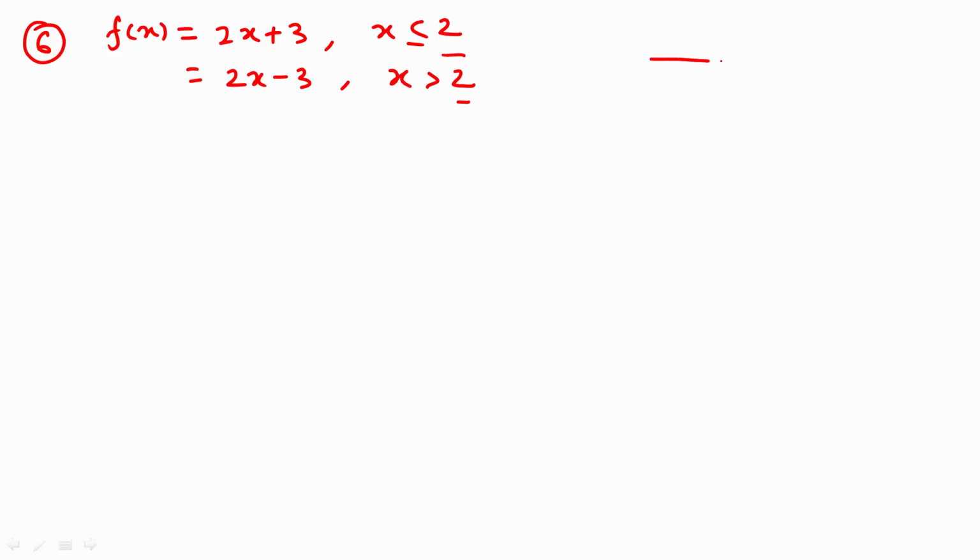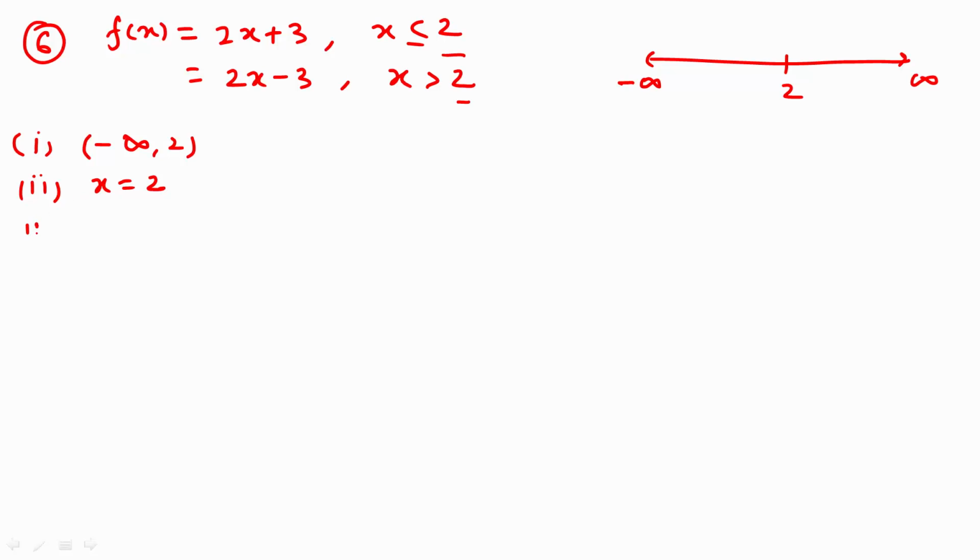Put this repeating number on the number line. This is minus infinity and this is plus infinity, and mark 2 here. So this whole number line is divided into 3 parts. The first part is the open interval minus infinity to 2. The second part is x is equal to 2, and the third part is the open interval 2 to infinity.